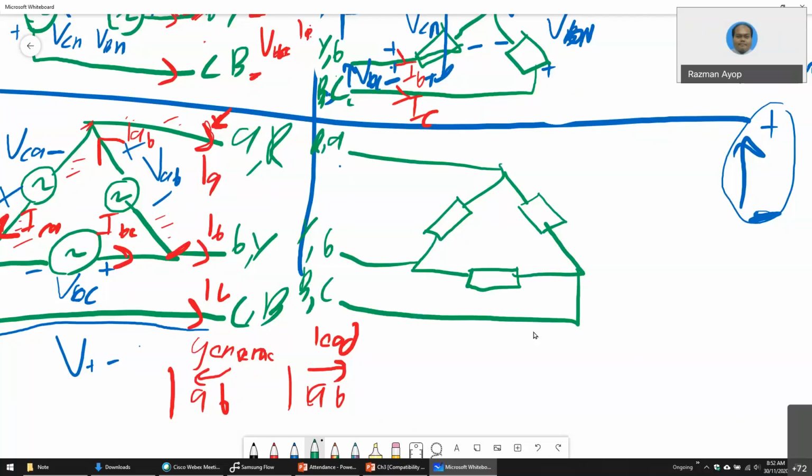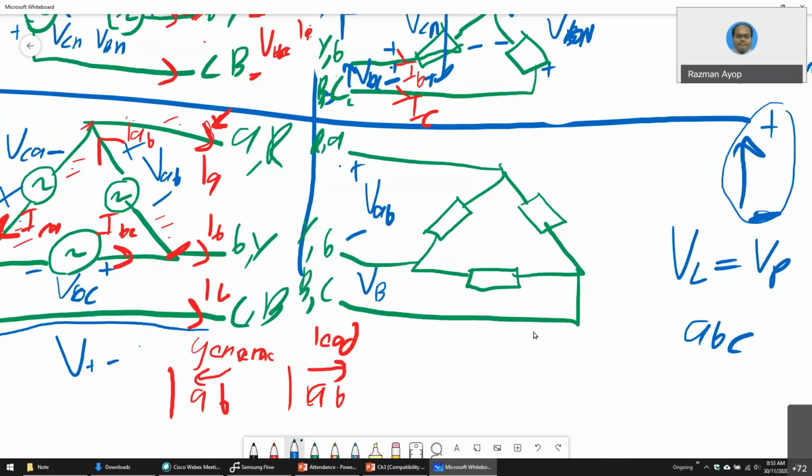For voltage in delta connection, there is only phase voltage. V line is just equal to V phase. So same as here, use the sequence A, B, C. Positive, negative, VAB. VBC, positive, negative, and VCA, negative, positive.